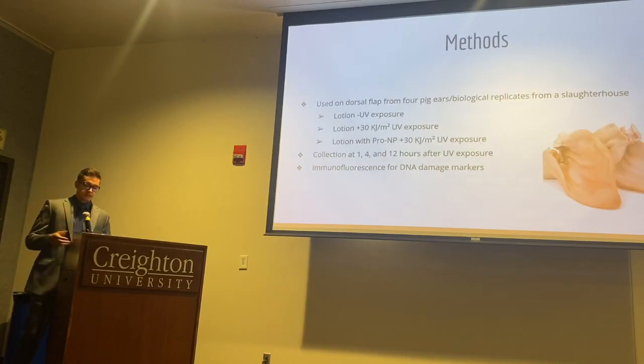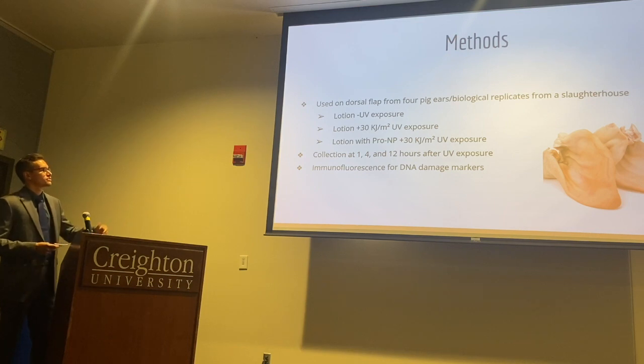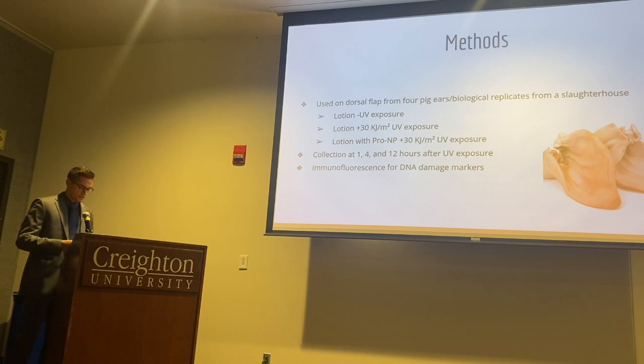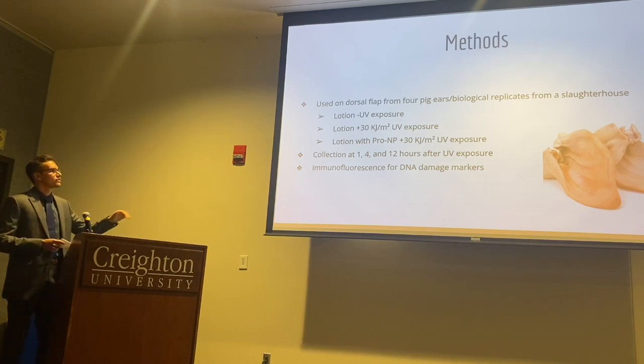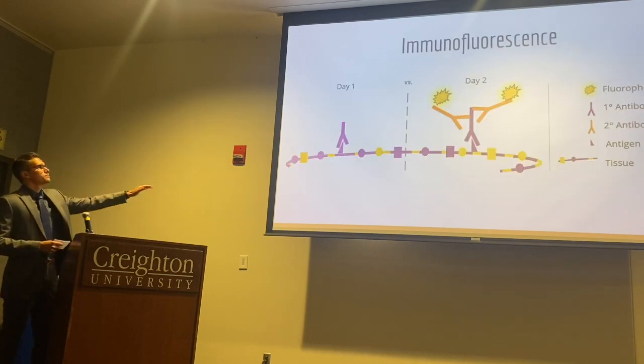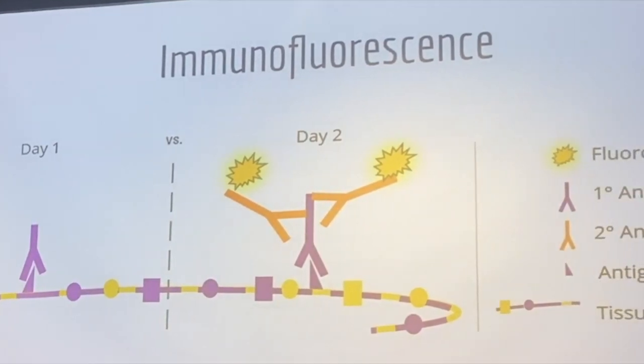So, there were 3 different treatments to the pig epidermis: lotion without UV, lotion with UV, and lotion with Pro-NP and UV. There were also 3 different collection times at which these samples were exposed to UV: 1, 4, and 12 hours. In order to see the effects of the Pro-NP treatment, I needed to complete indirect immunofluorescence on the samples. This immunofluorescent process included deparaffinization and antigen retrieval prior to my putting the primary antibody onto the tissue to see if it would connect to the antigens.